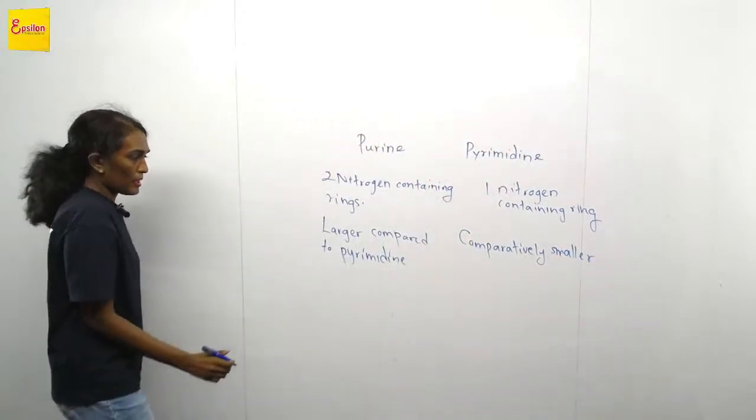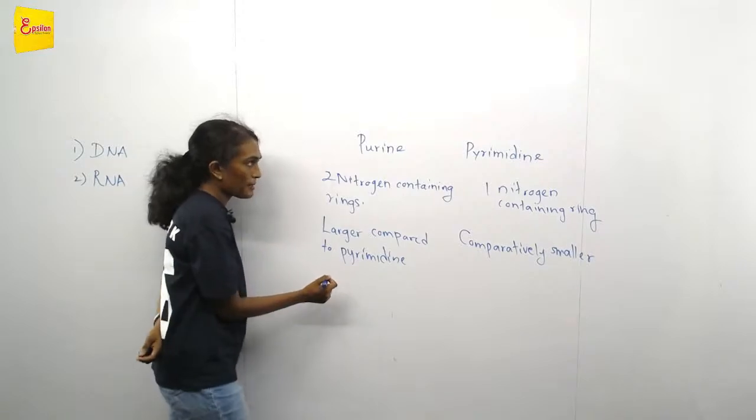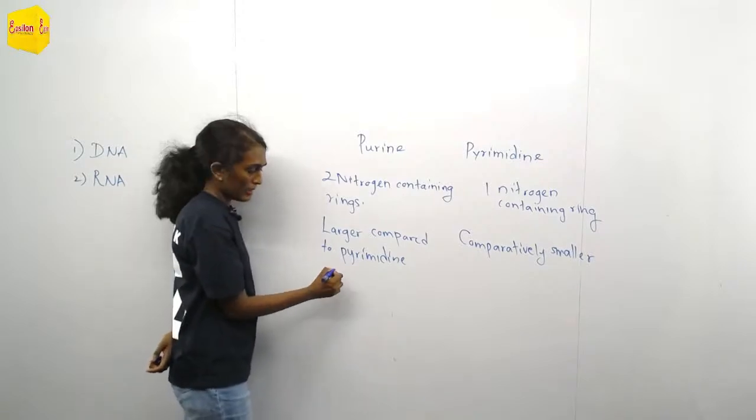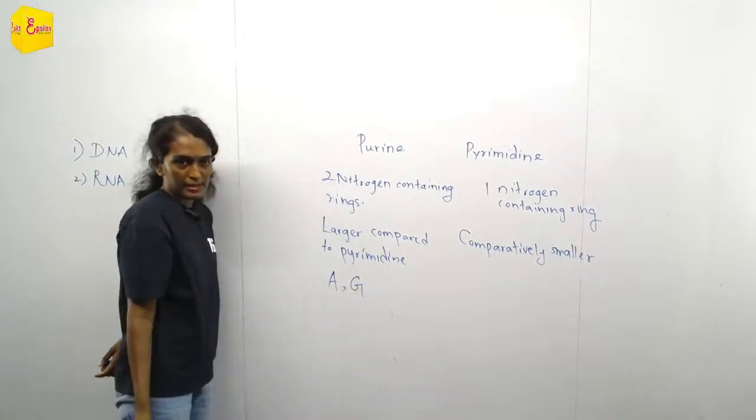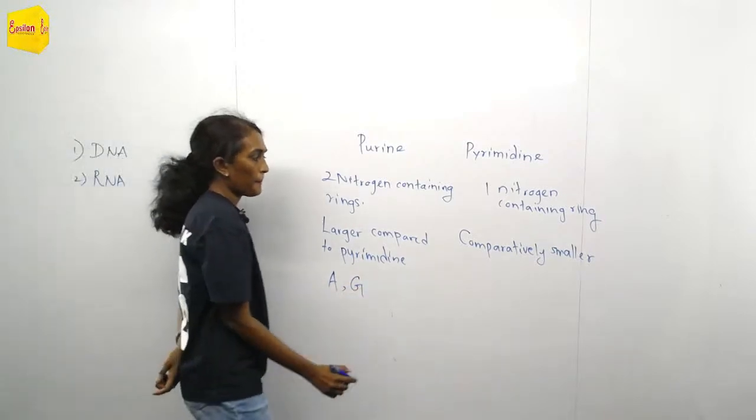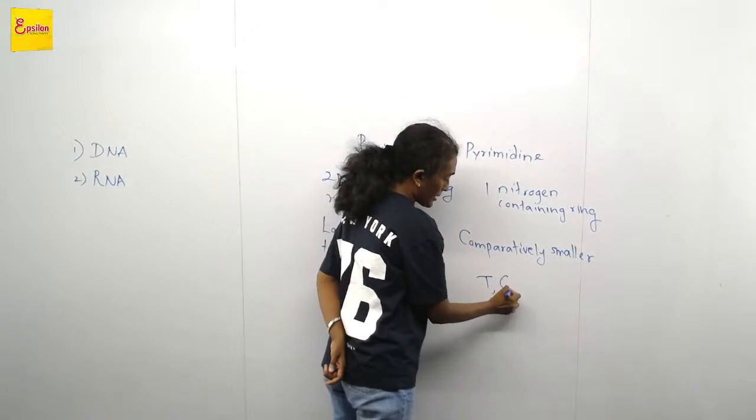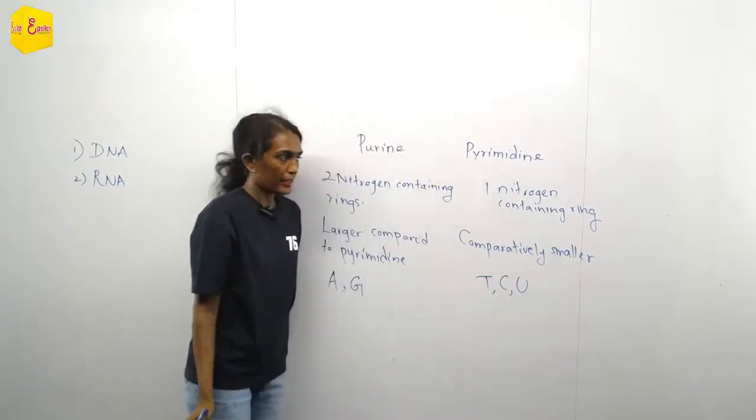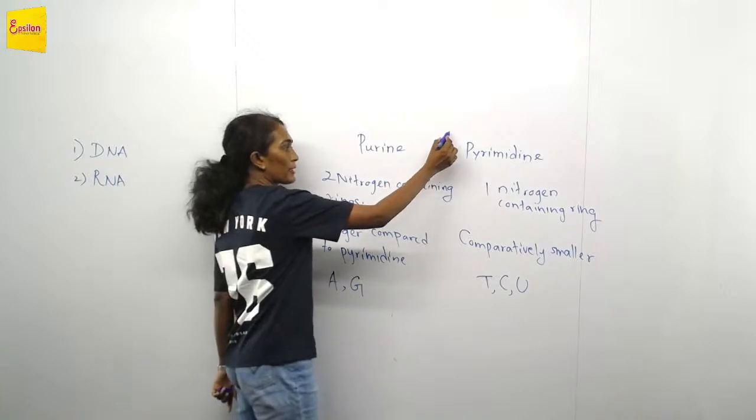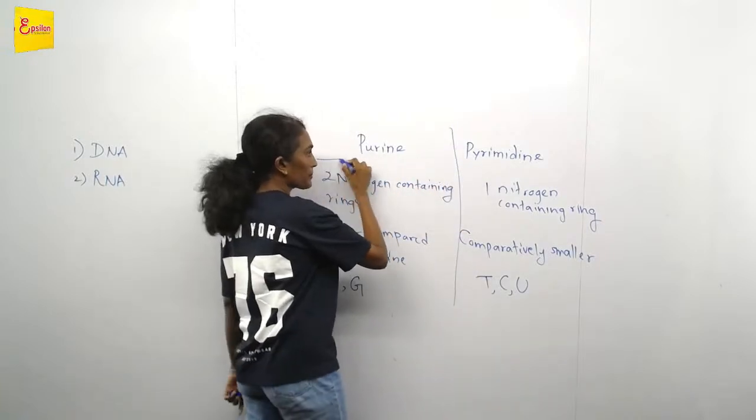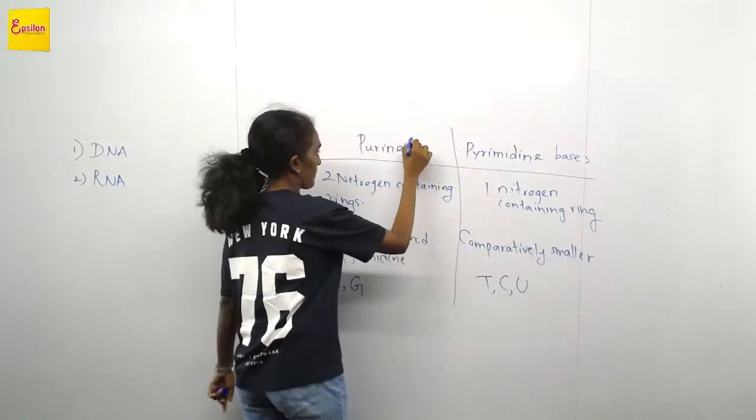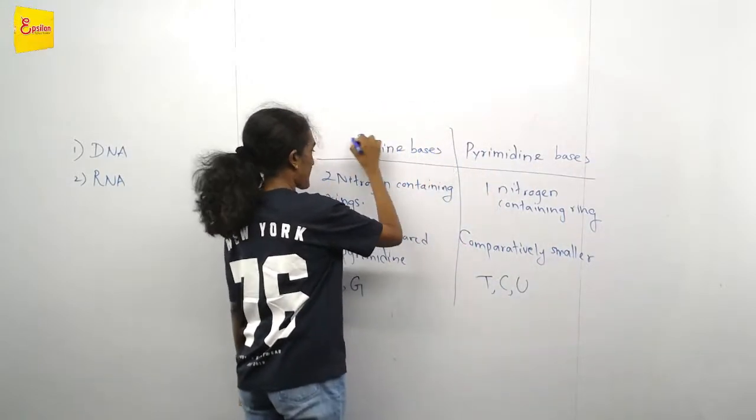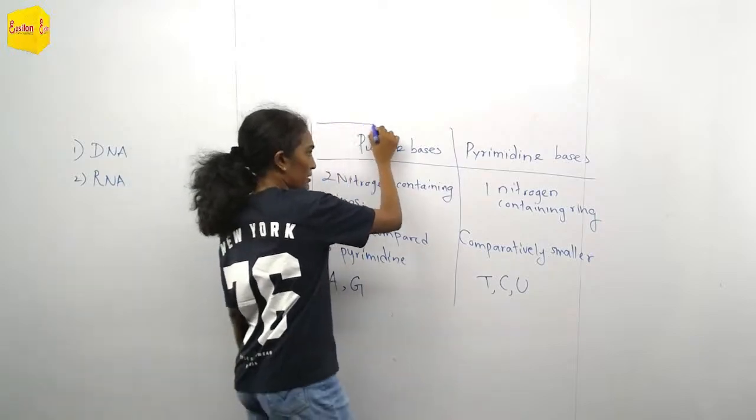Okay. So what are the bases that fall in the purine category? Adenine, guanine. Isn't it? Then here, thymine, cytosine, and uracil. Go to the writing book and write this as a table.